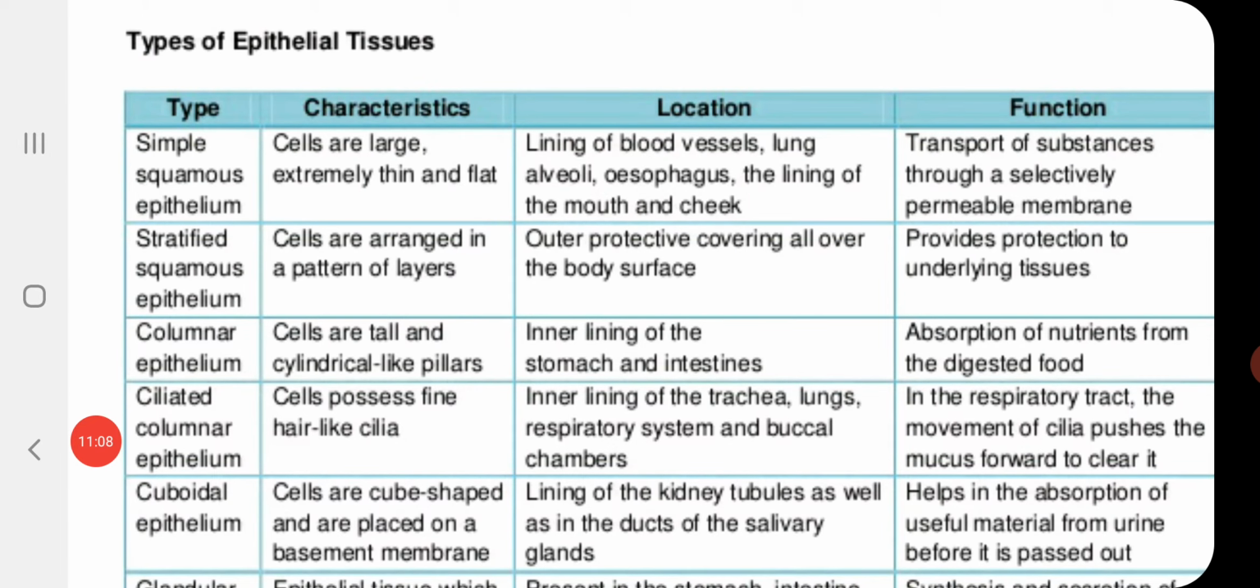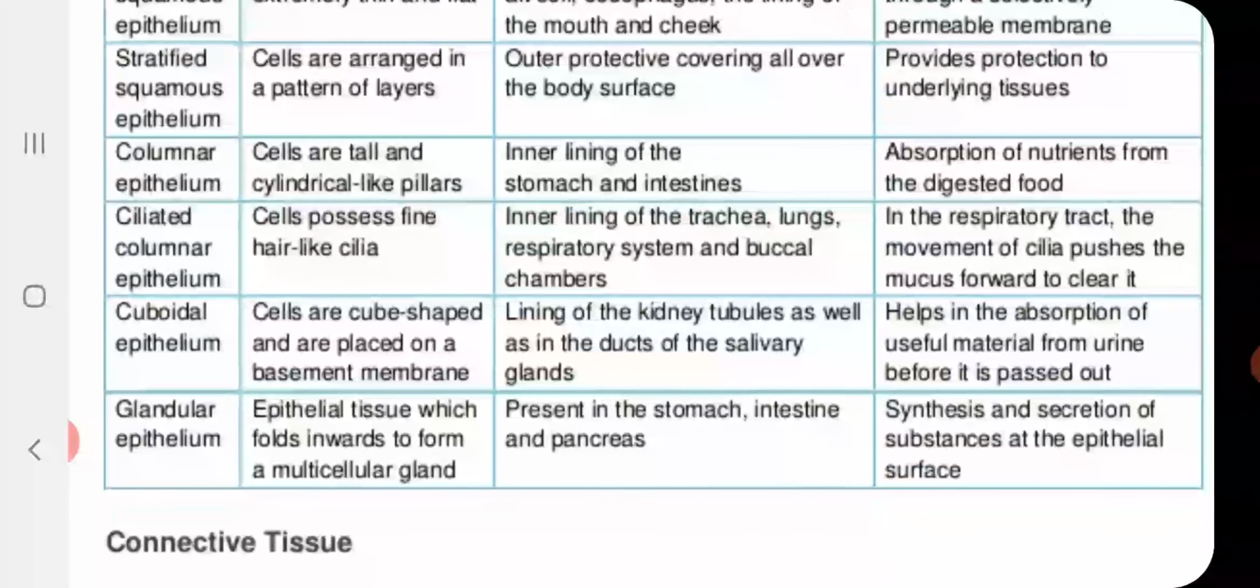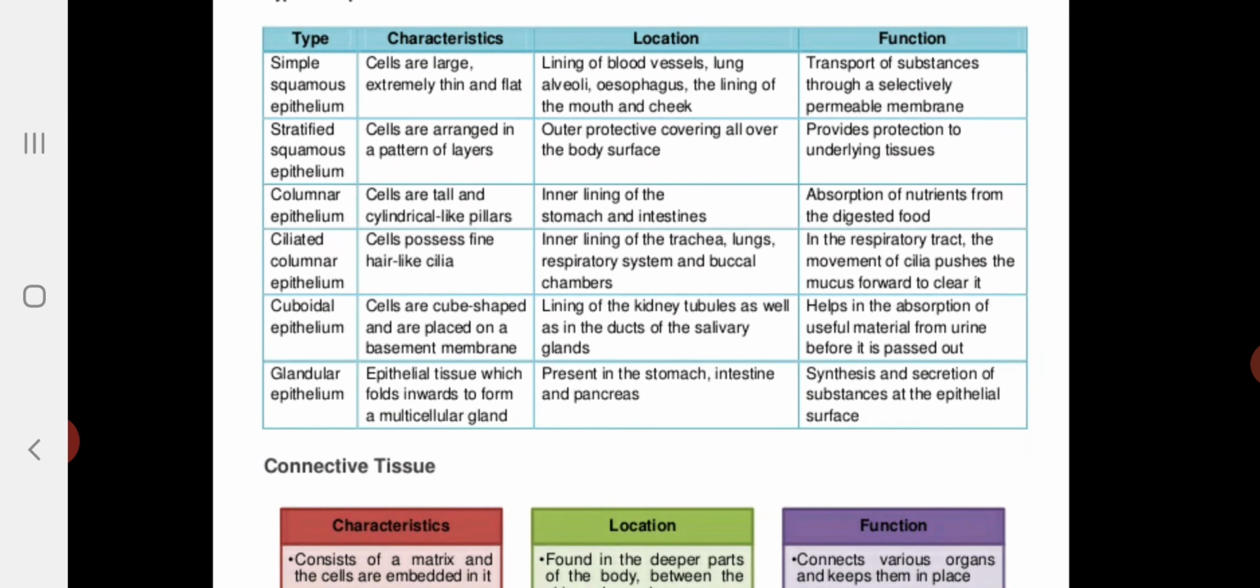Now we saw the types of epithelial tissue: simple squamous, stratified, columnar, ciliated, cuboidal, as well as glandular types of epithelial tissues. In this table we have given different types of epithelial tissue with their characteristic location and function.